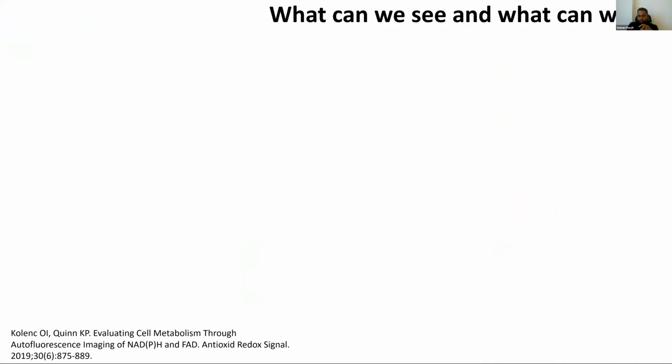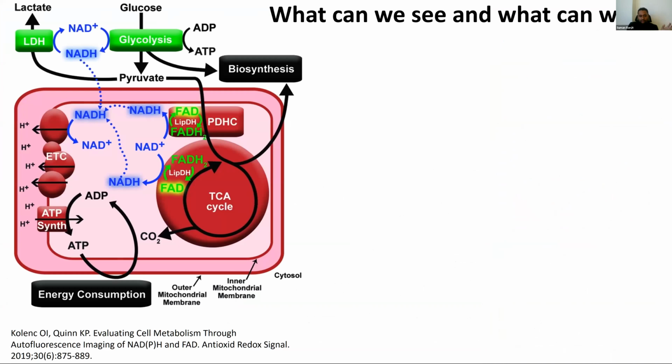So the first idea is, what can we see and what can we do with it? This is a very simple diagram of the energy cycle in a cell. You have your TCA cycle, you have your glycolysis outside. Two of the major components of this are the coenzymes NADH, which is transitioning from each other in different steps of this process, and FAD to FADH2, which is again a coenzyme. Now, FAD and NADH are bright and fluorescent, so you can see them. FADH2 is not, and NAD plus is not. They're dark, so you can't see them.